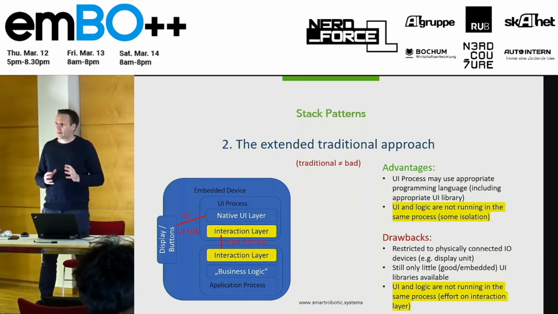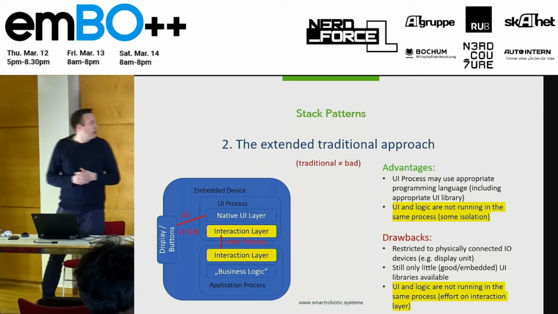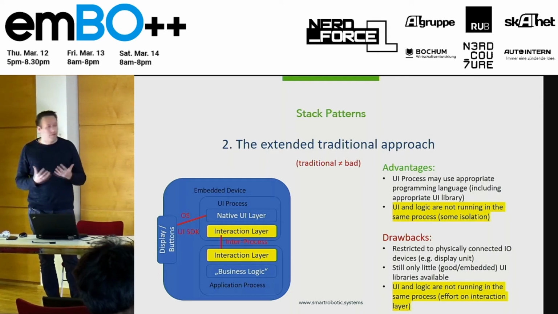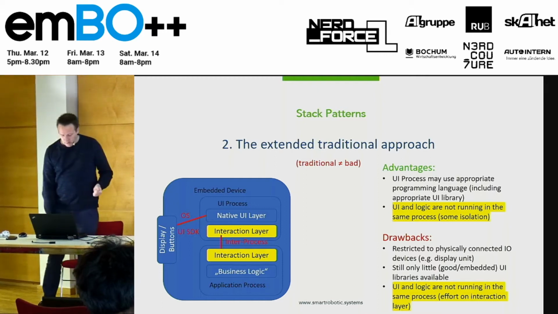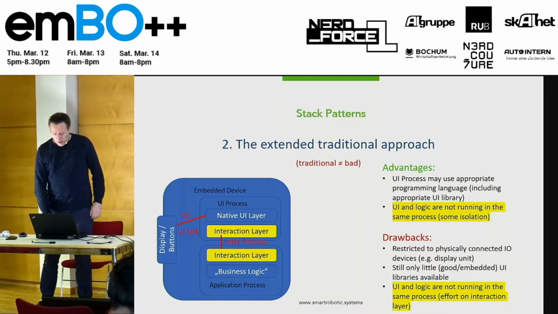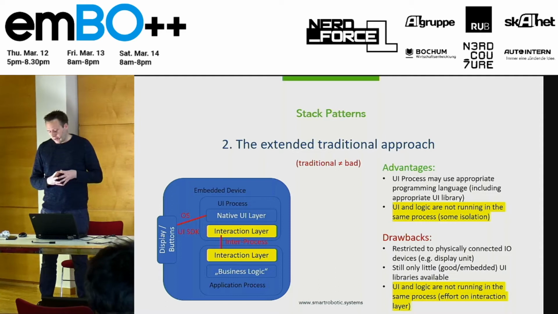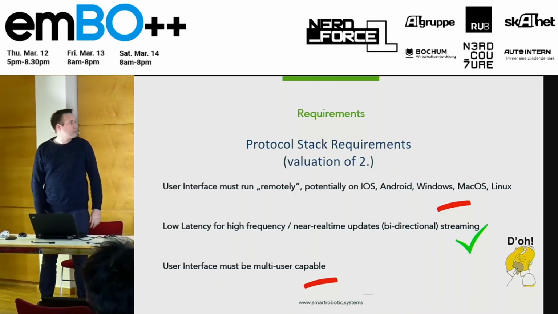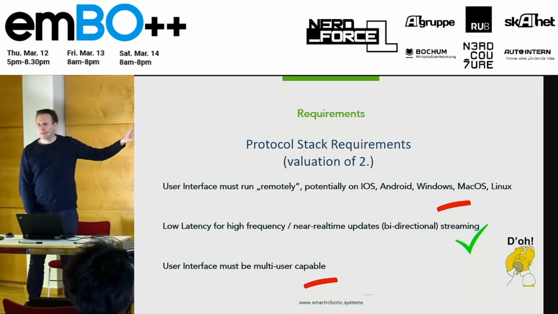I add some complexity, so the interaction layer needs to be... you need to have technology for that. You need to do something, have pipes, have localhost communication, whatever. You need to do something there. It's kind of an effort. It doesn't solve that you only have very little UI libraries available, so it's still no solution. In fact, we haven't made anything better. We have made it more complex.